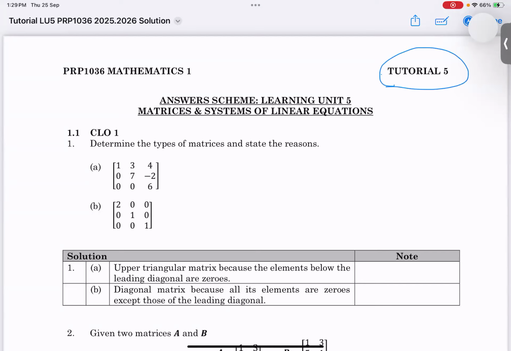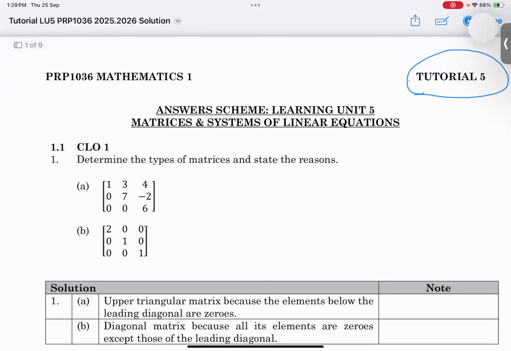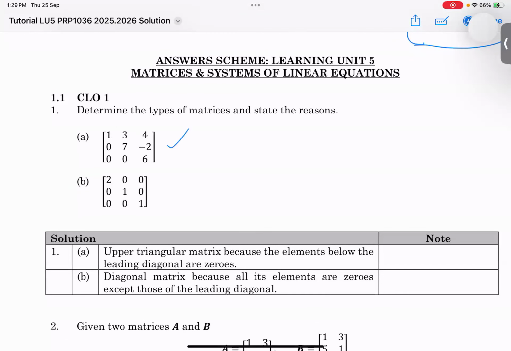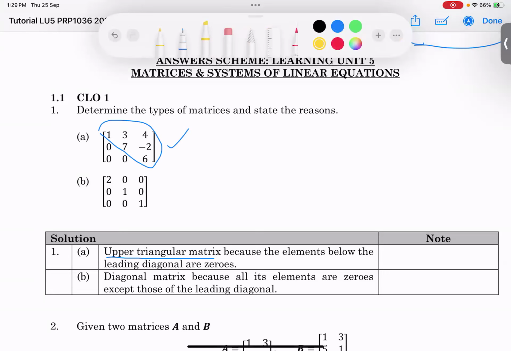Let us start with question number 1. Determine the types of matrices and state the reasons. Have a look here. For question A, the answer is upper triangular matrix. Why is this known as an upper triangular matrix? Because the elements below the diagonal are all 0. That's why it's an upper triangular matrix.